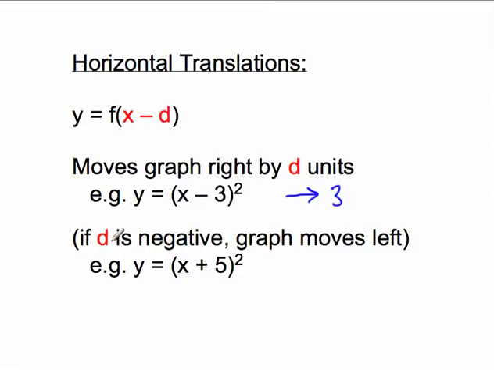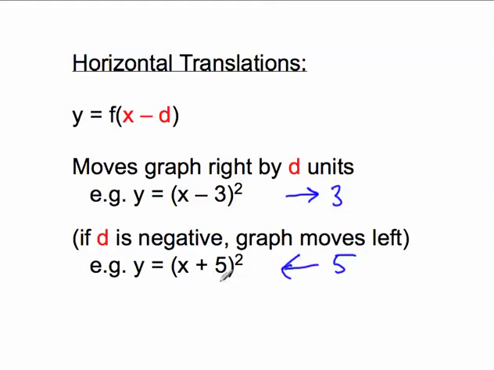However, if d is negative, so imagine you put negative 5 in here. Well, minus negative 5 is positive 5. Okay, so x plus 5 is actually x minus negative 5. And that's going to move the graph left. So this is actually moving the graph 5 to the left. And you might be familiar with that from your previous course as well.